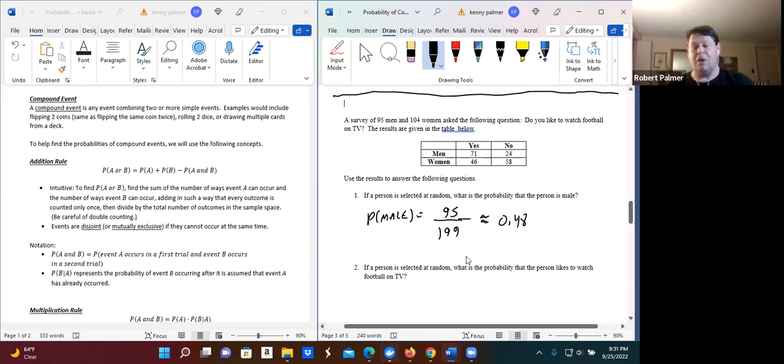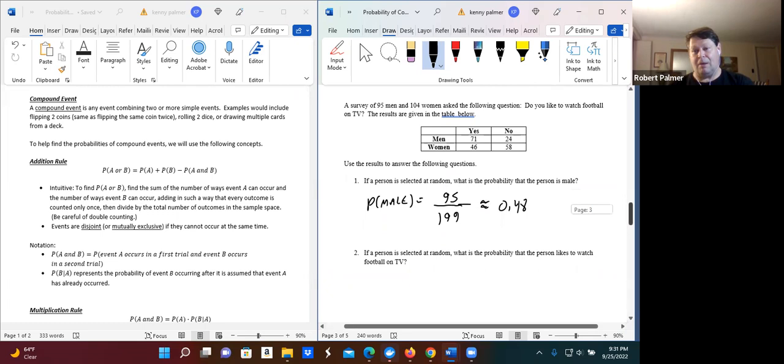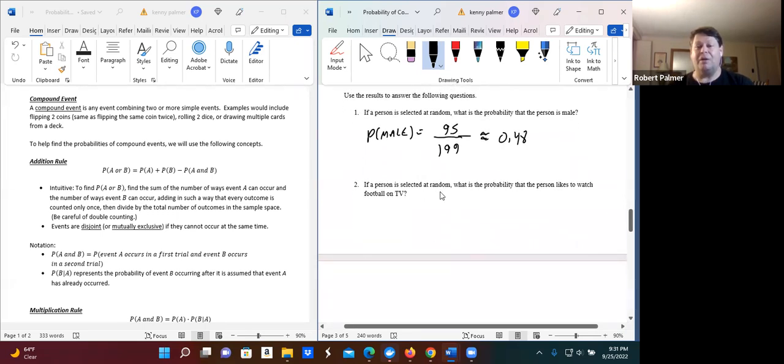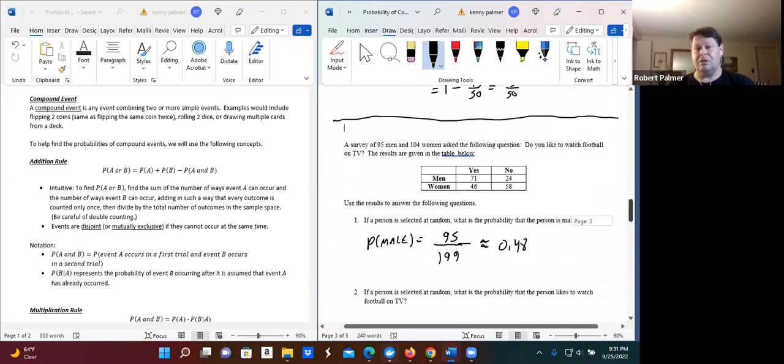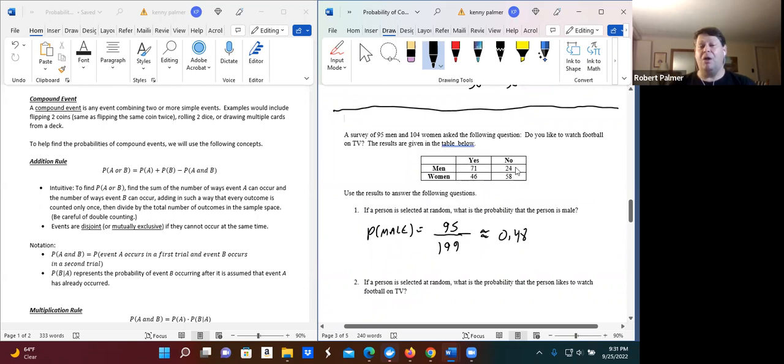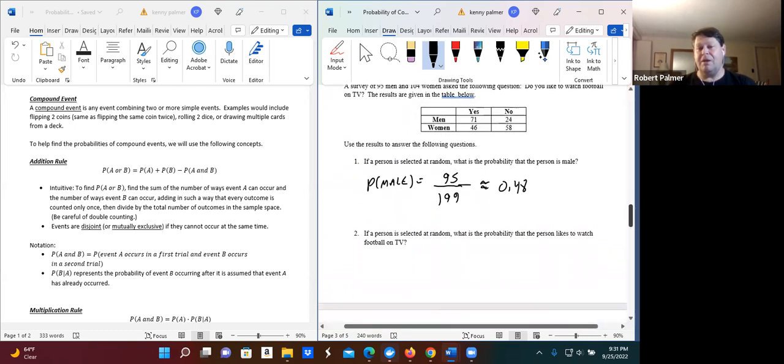So the number of outcomes we're looking for, the number of men, out of the total number, 199, adding both the number of men and the number of women. Now, if a person is selected at random, what's the probability the person likes to watch football on TV? Let's think about this. Also, the last example could have gotten that data from the top row, the men: 71 plus 24 is 95. I'll just write likes football for short.